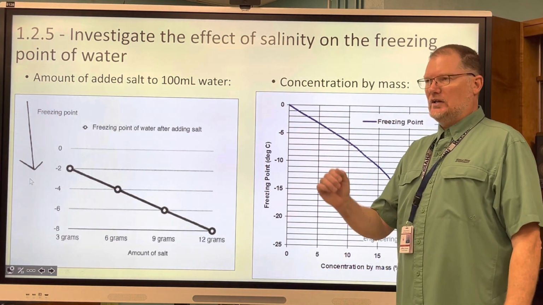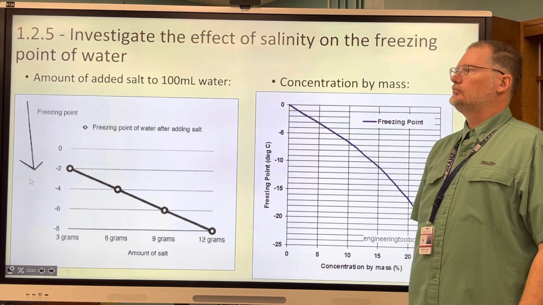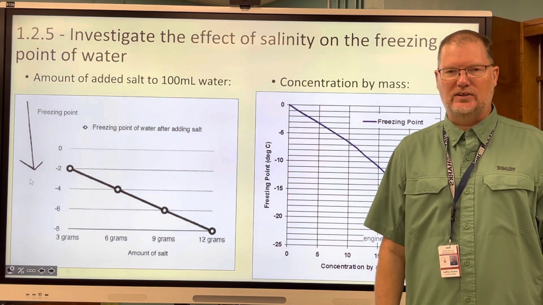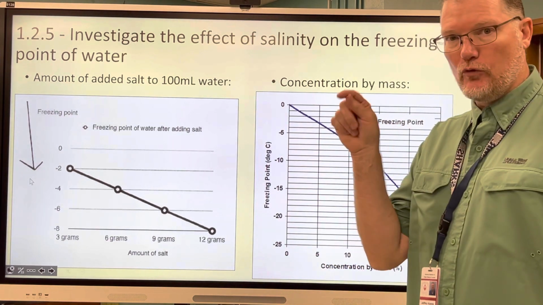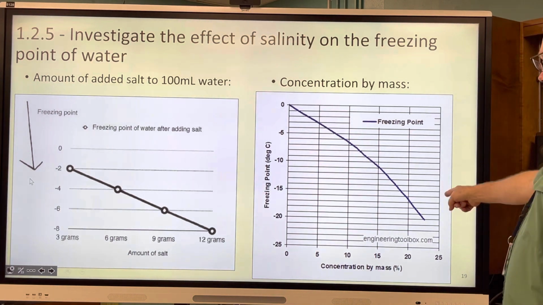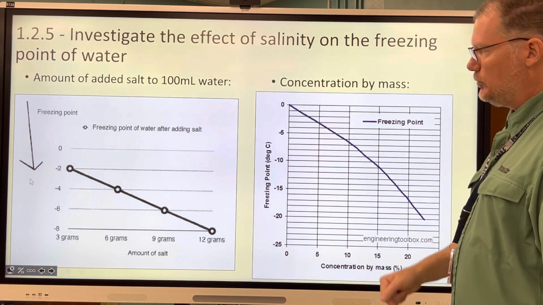Salt water freezes at a lower temperature. That's it. Salt water freezes at a lower temperature, below freezing. And the more salt, the lower the temperature. Okay.